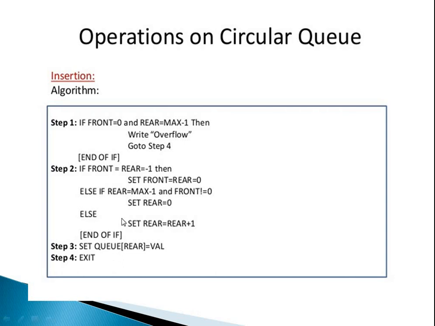If front equals rear and it is minus 1, that means you have to set the position and it will become 0. So in that case we can insert the new element. Otherwise we will follow the same procedure for inserting the new element at the position rear equals rear plus 1. And finally after inserting, we will set q at the rear position, so that element will be set at the rear position and then we exit from the queue.